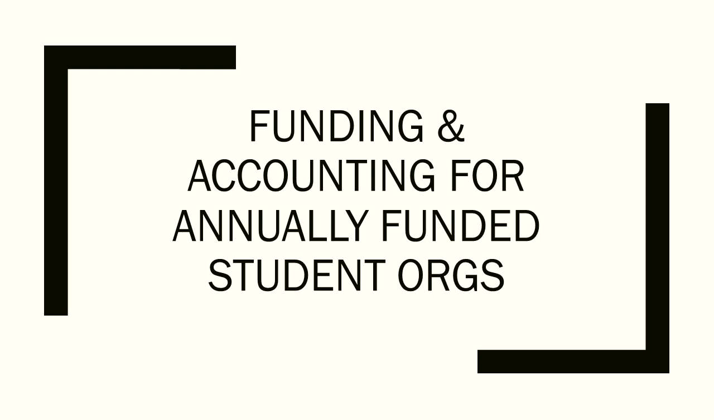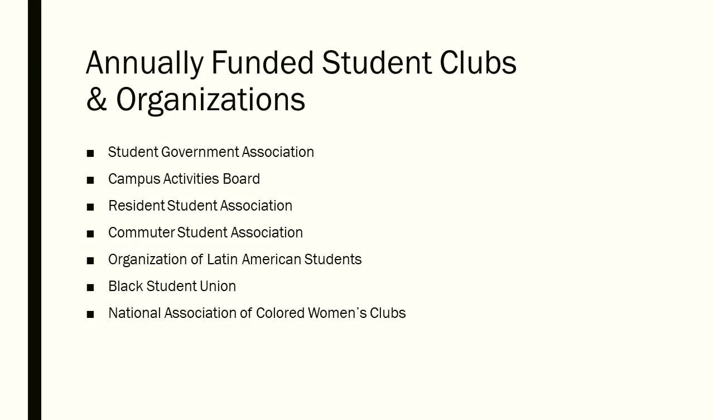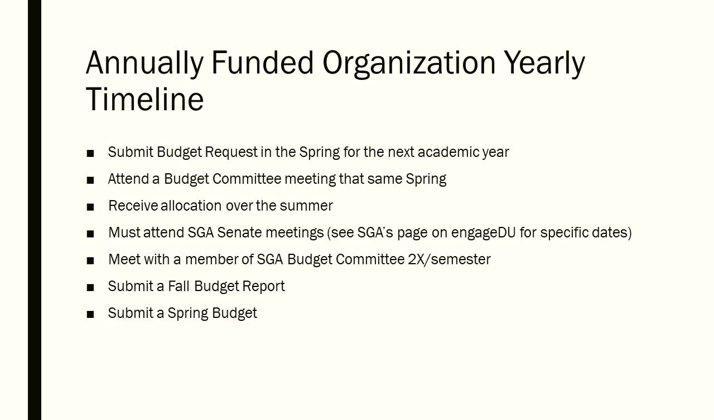All right, today we're going to talk about funding and accounting for annually funded student organizations on campus. Annually funded student clubs and organizations include Student Government Association, Campus Activities Board, Resident Student Association, Commuter Student Association, Organization of Latin American Students, Black Student Union, and National Association of Colored Women's Clubs.